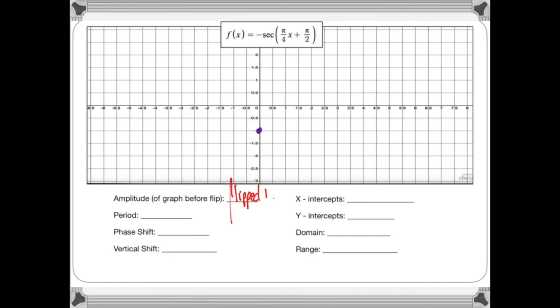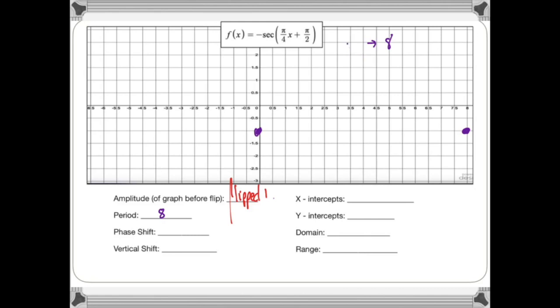Okay, so now we need to determine the period so we can see how much it's going to stretch from left to right. To do so, we take 2 pi, and we're going to divide pi over 4 into that. After doing that out, we're going to end up with 8. So the period is going to be 8, which means it is going to return right back to here. So it's going to go through its entire cycle from 0 to 8.